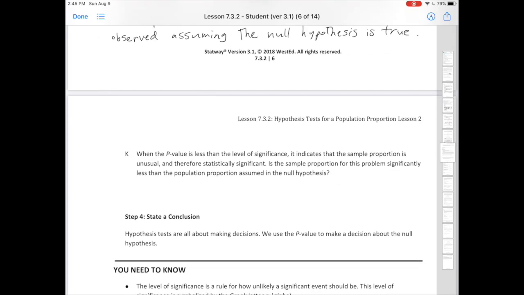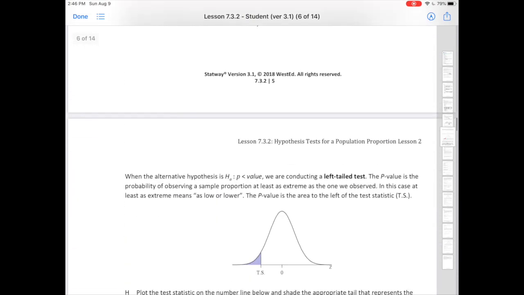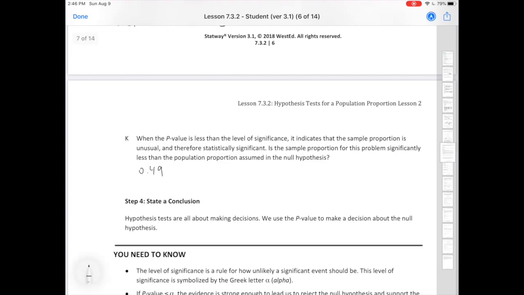When the p-value is less than the level of significance, it indicates that the sample proportion is unusual and therefore statistically significant. Is the sample proportion for this problem significantly less than the population proportion assumed in the null hypothesis? Okay, well, 0.49, right? Remember, this is what she observed, and it is smaller than 0.57, so it is less than 0.57, but possibly not significantly less. So we're going to look at that in a second, okay?